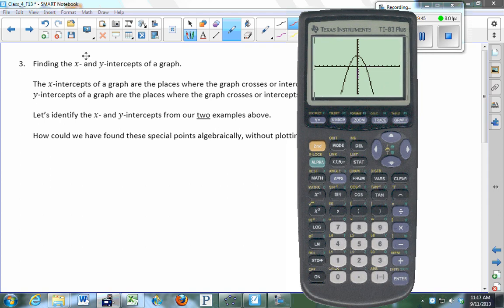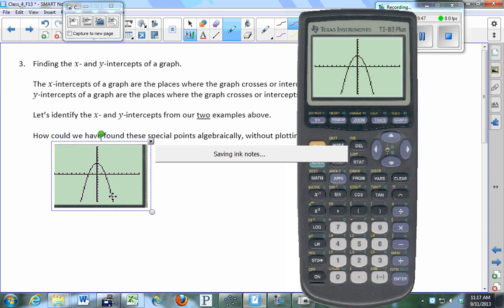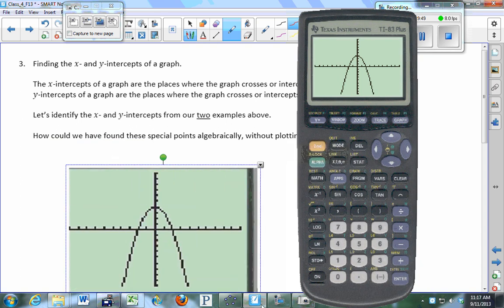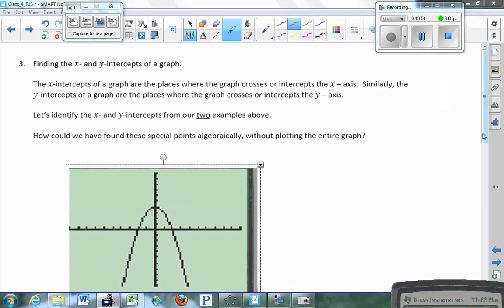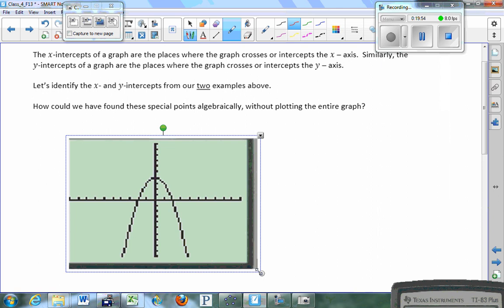So let's get a picture of that up here. Okay, so we know what we're talking about. So the x and y intercepts.